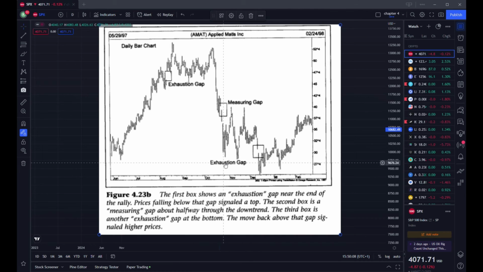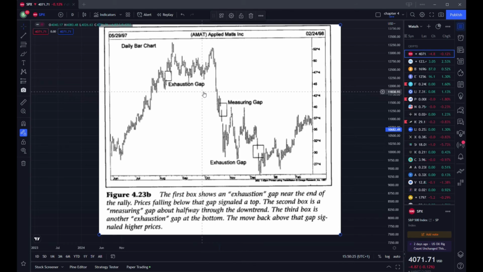But yeah, the different kinds of gaps. The first one is an exhaustion gap. This is most of the time near the end of the rally, and might seem really good because the price is jumping, right? Well, it's probably nearing the end.